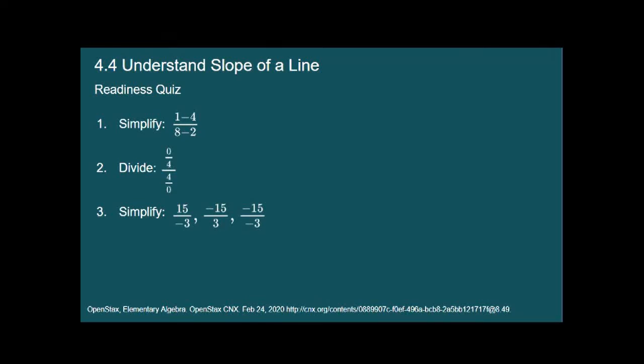This is 4.4, Understand Slope of a Line, and we'll be in Section A. This is from OpenStax Elementary Algebra. So before we get into 4.4, we're going to do our readiness quiz.